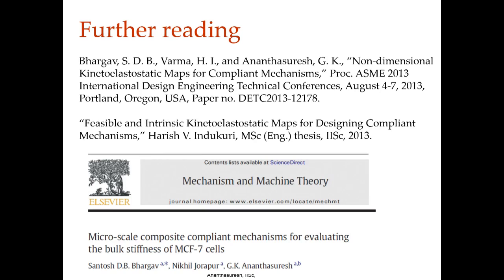For the reading of this one, there are a couple of papers that I have alluded to, and a master's thesis of Harish Indukuri, where you can see that this method was developed and described. These 2 papers give examples of where we have used this in our research.